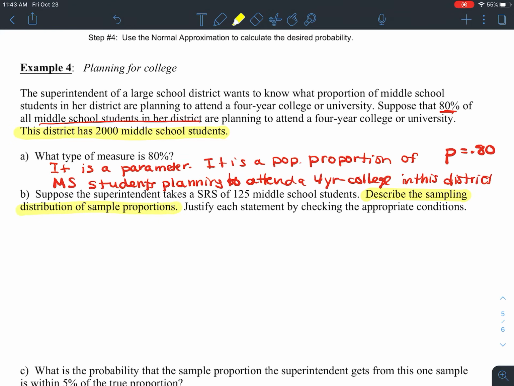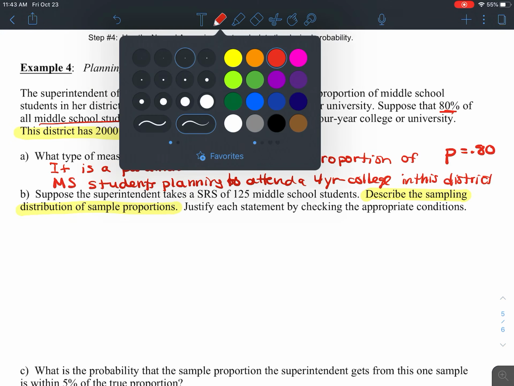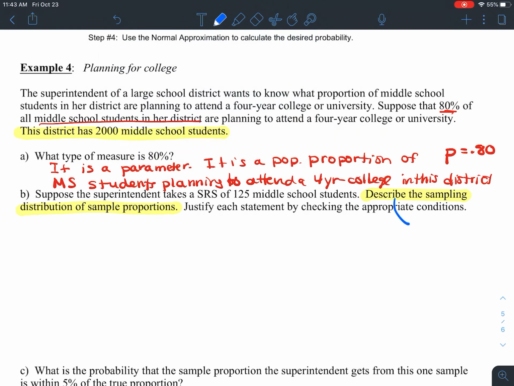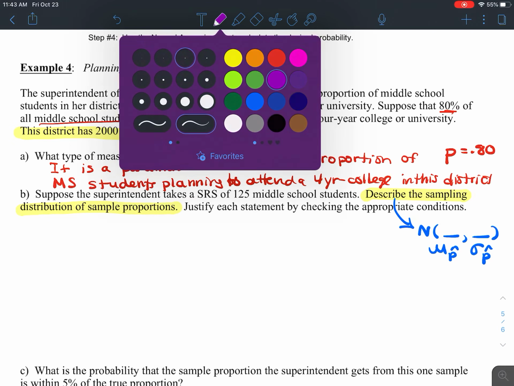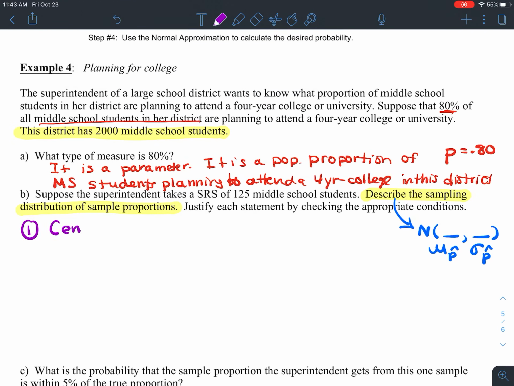We want to describe the sampling distribution for the sample proportions. Anytime you are asked to describe a distribution, you need to say what the shape is, what the center is, and what the spread is. So what we're really after is to be able to say, hopefully, that if it meets the large counts condition, it's approximately normal. We also need to say the center and the standard deviation, the spread. So that's what we're after when we're asked to describe. We have to justify each of our statements, though, by checking the appropriate conditions.